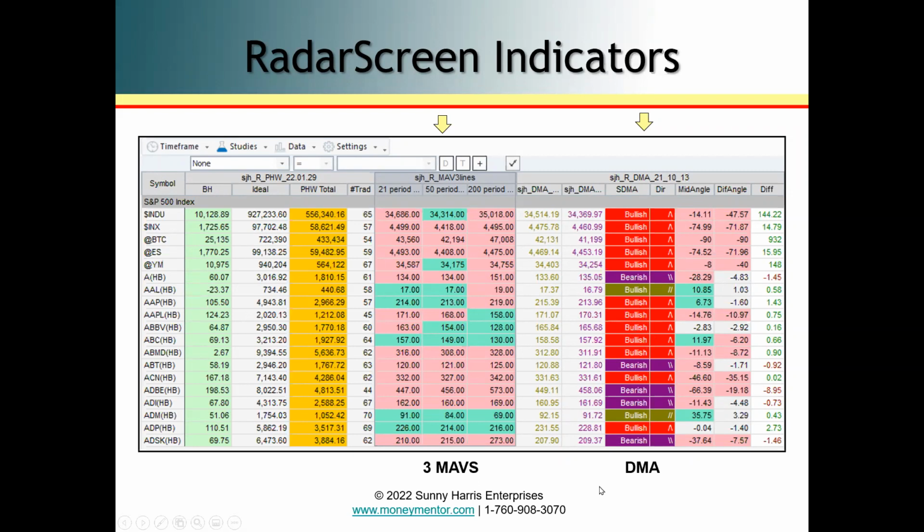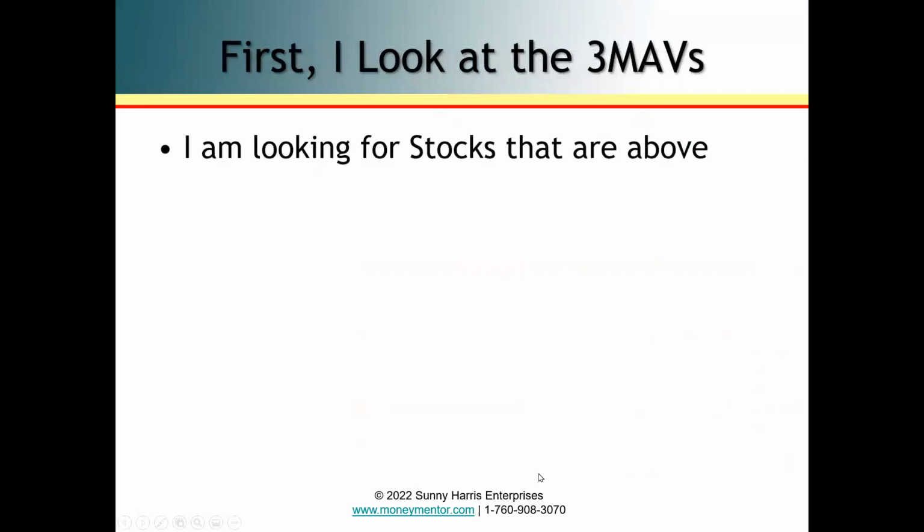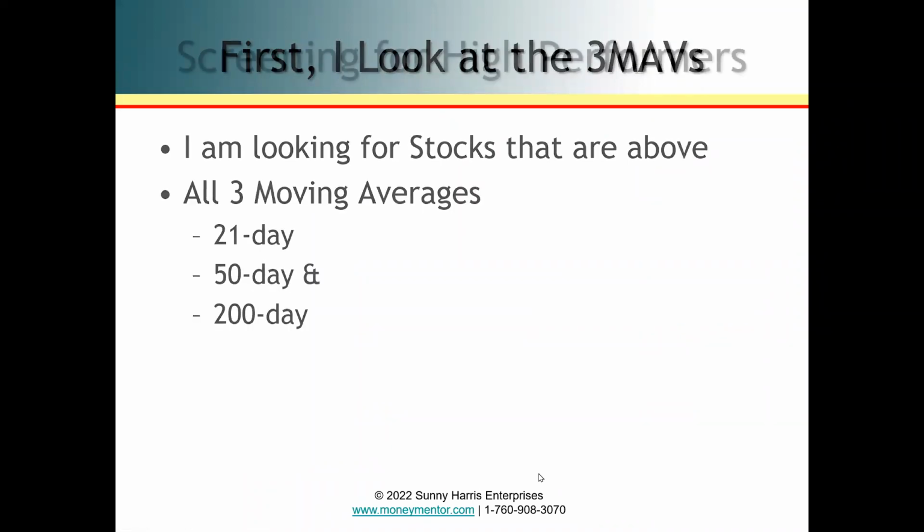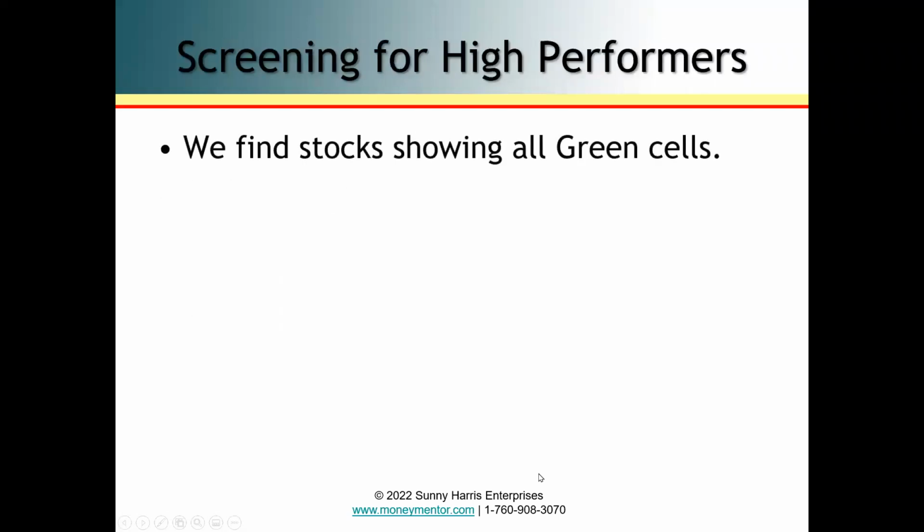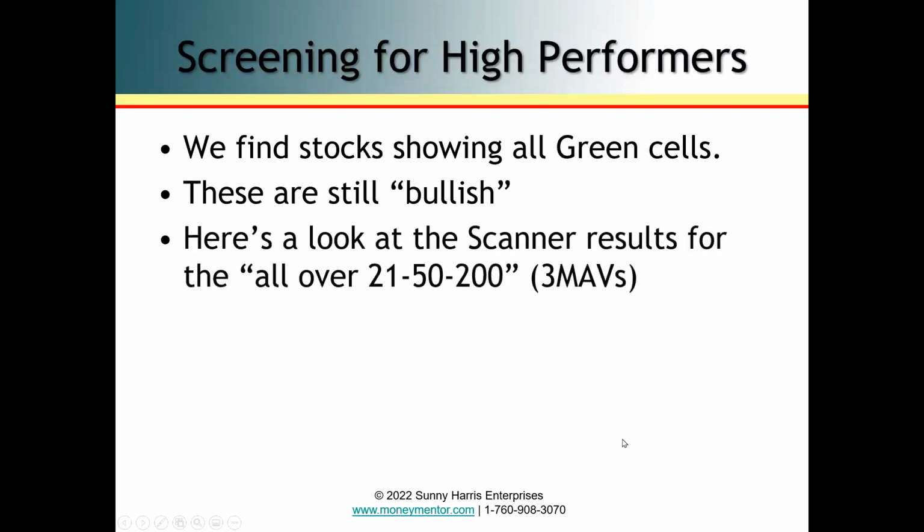So these are the values that I look at. And of course, the PHW, which tells me the potential profit I can make on this daily chart. So first I look for stocks above the 3 moving averages, 21, 50, and 200 days. And then I run a screen so I can see stocks with all green cells. These are still bullish. And I also have a scanner, which will tell me which stock symbols of those 3 are above all 3 of those moving averages.